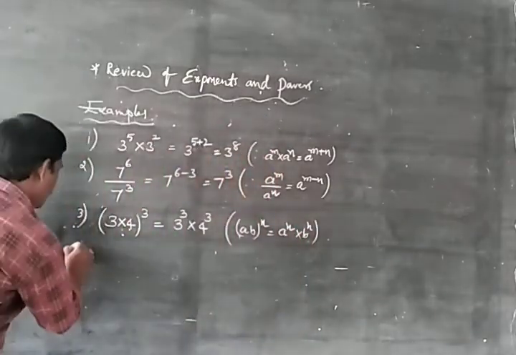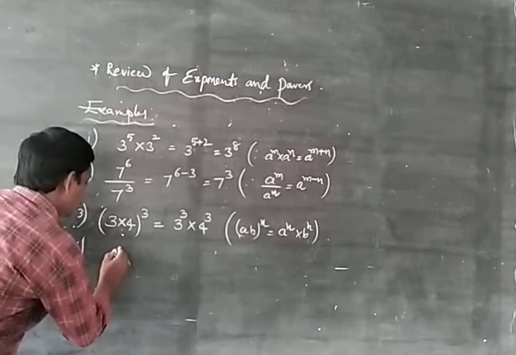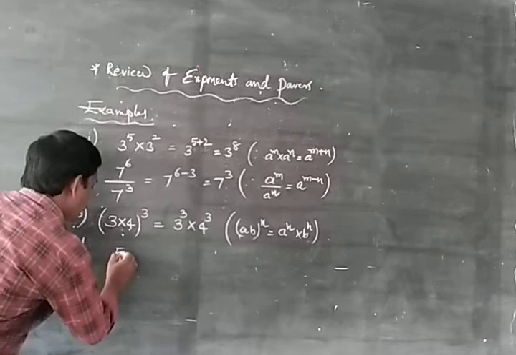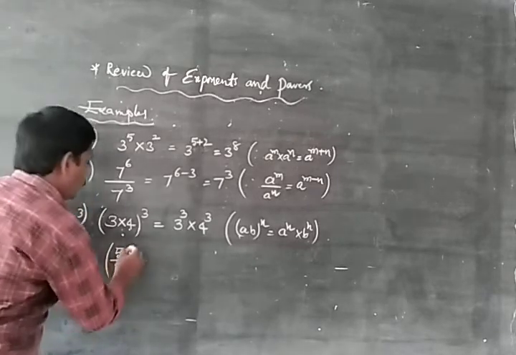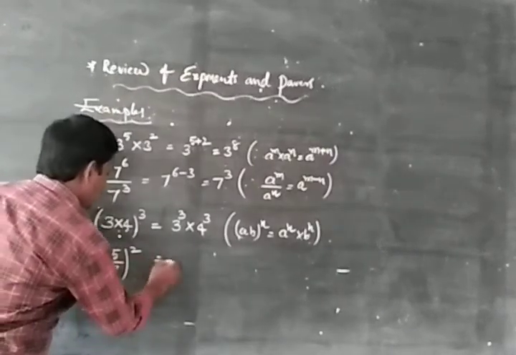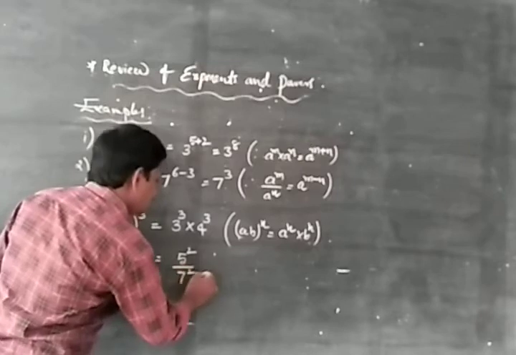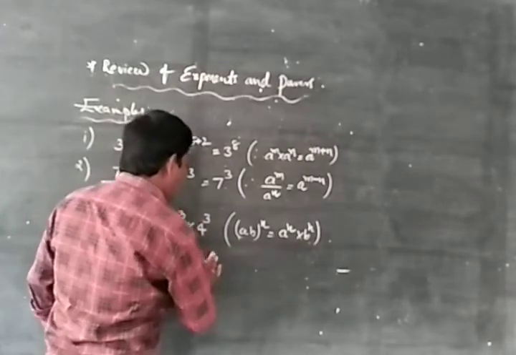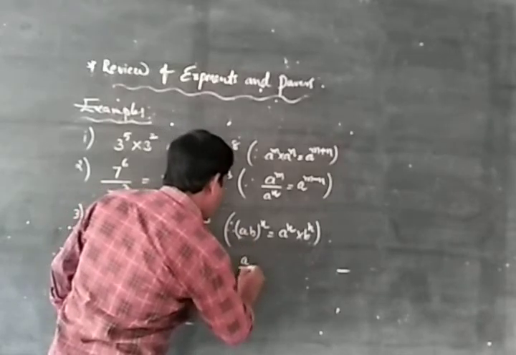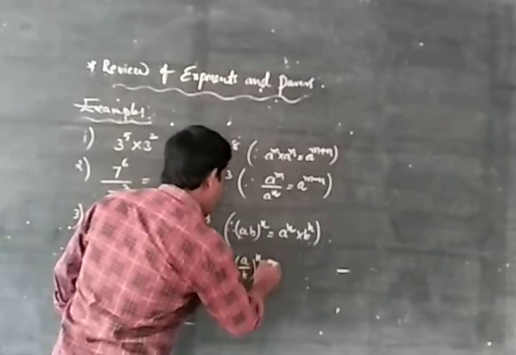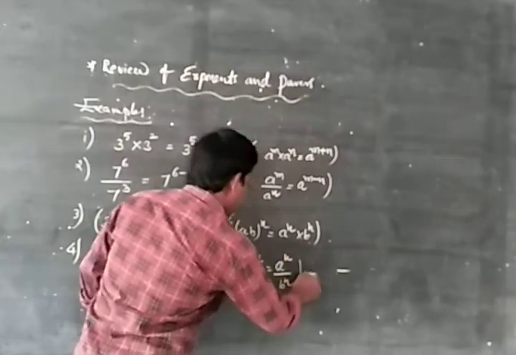And fourth one, (5 by 7) whole square equal to 5 square by 7 square. This is the formula: (a by b) whole power n equal to a power n by b power n.